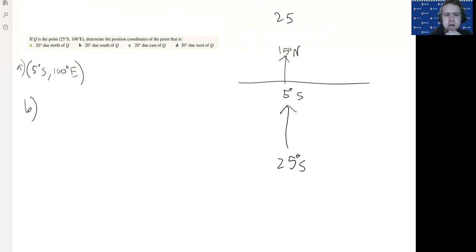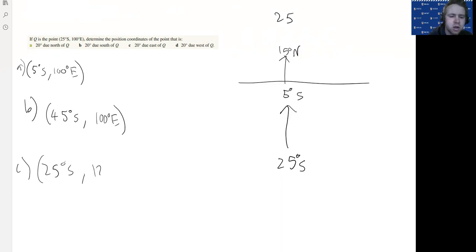For B, 20 degrees due south of Q. In this case, we're going to add, so it goes to 45 degrees south. We're going more south, rather than less south. And then we're still 100 degrees east. Now, 20 degrees due east. If we're already 100 degrees east, then we're going more east. We're going to add, so it's going to stay at 25 degrees south, but we're going to go to 120 degrees east.